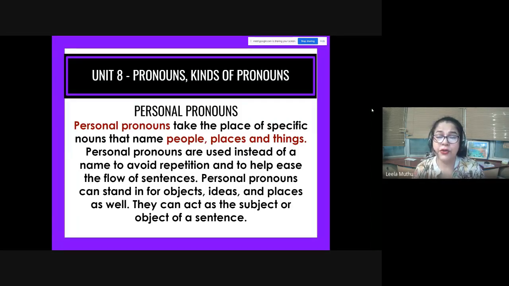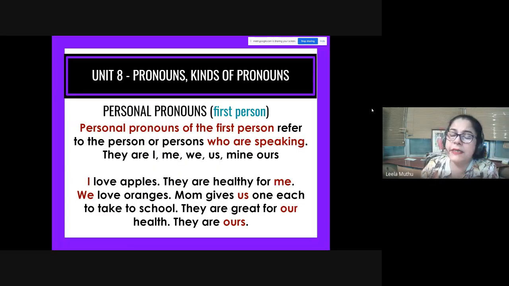All right. So you already know that a pronoun can act as a subject, and also it can be used as an object in a sentence. Okay. So let's see the different examples. But first, let us learn about the different personal pronouns.